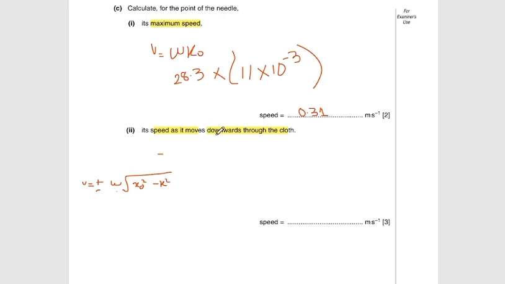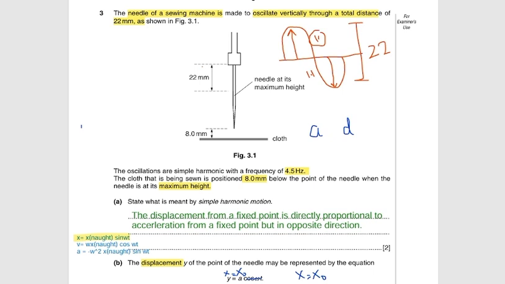Its speed as it moves downwards through the cloth. Let's go back, we have to find the distance. Again, if you look at this, it will just confuse you, so I'll make this again for your simplicity. It says the cloth that is being sewn is positioned 8 millimeter below the point of the needle when the needle is at its maximum height. So when you're looking for displacement x, you always look at it from the equilibrium position.